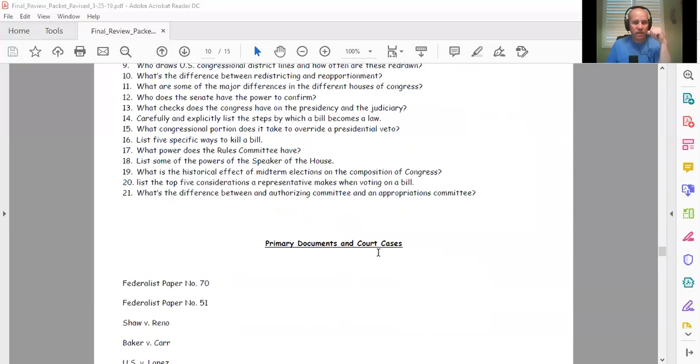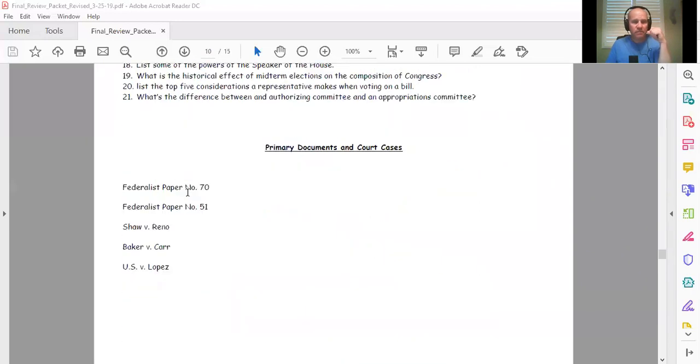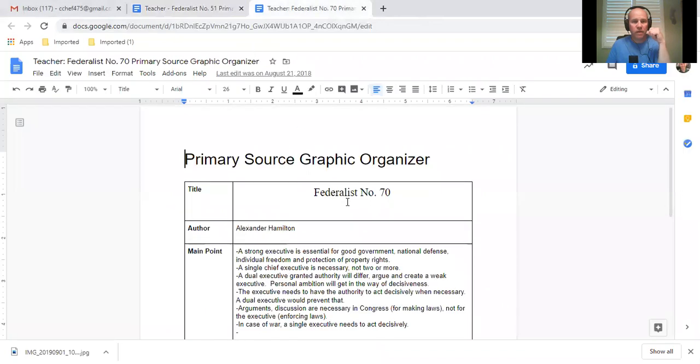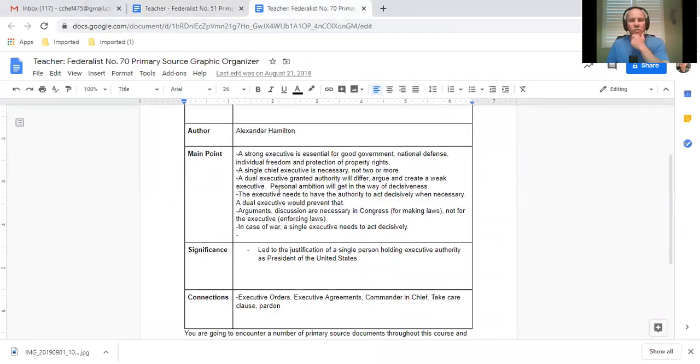Okay, I went over a lot of this. Federalist Paper number 70, let's go over that real quick here, ladies and gentlemen. I want you to have that open. Remember, Federalist Paper number 70 was Hamilton arguing why we needed a single strong executive. So this could be another primary document you might use in the argumentative essay.